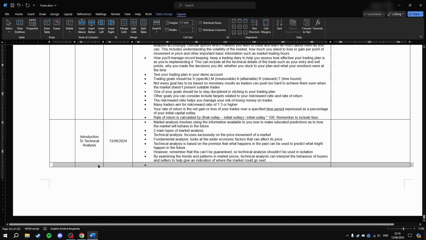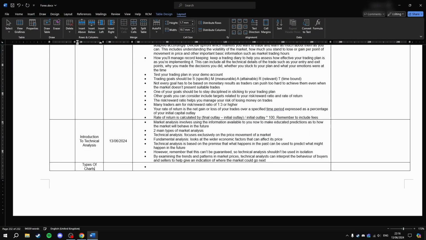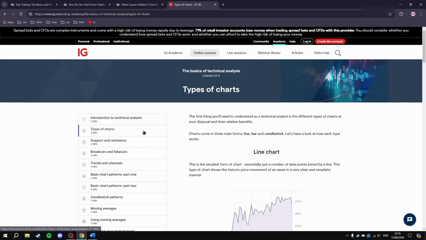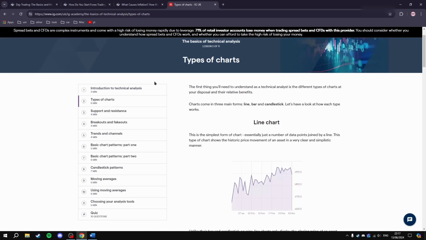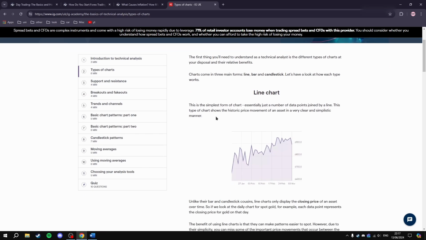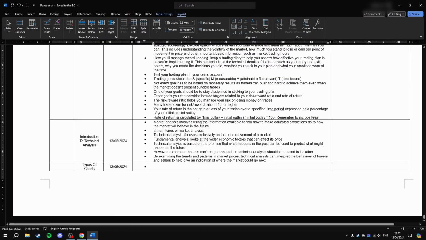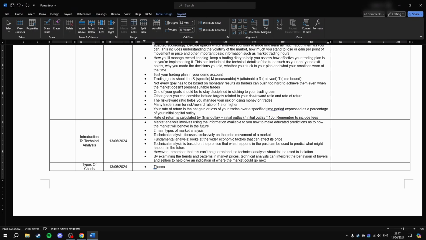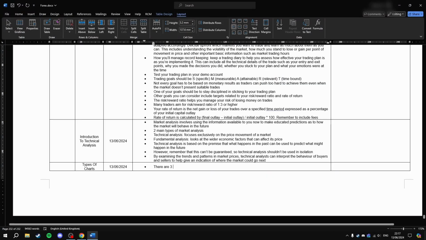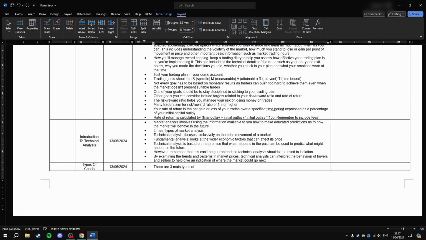Types of charts. So, the first thing you need to understand as a technical analyst is the different types of charts at your disposal and their relative benefits. Charts come in three main forms: line, bar, and candlestick. Let's have a look at how each type works.